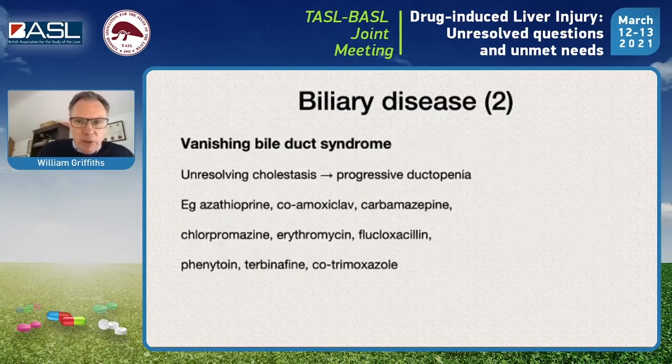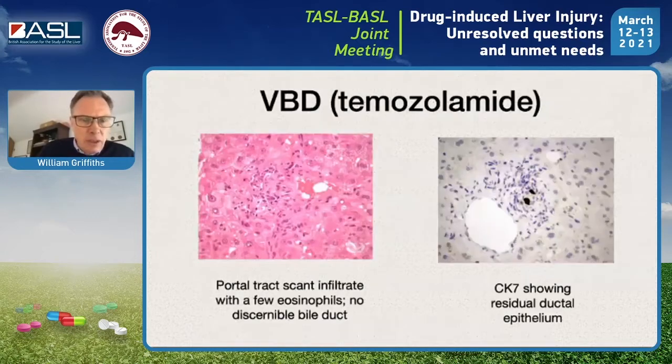The other type of biliary disease to touch base on is the vanishing bile duct syndrome type of presentation with progressive ductopenia, again following a cholestatic injury. A number of drugs have been implicated in this entity. And this was a vanishing bile duct case that we had due to an alkylating agent, temozolomide, showing portal tracts with absent bile ducts, and this is accentuated using the CK7 stain.